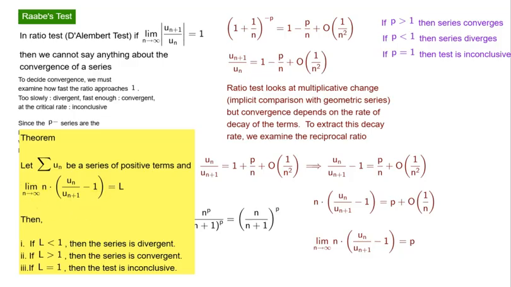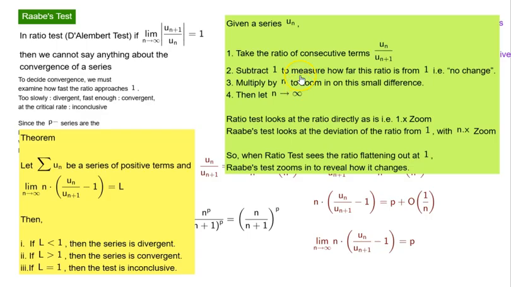But let's see briefly what is actually happening. Given a series u sub n, we take the ratio of consecutive terms, u sub n by u sub n plus 1. We subtract 1 to measure how far this ratio is from 1. If the ratio is 1, remember, it means there is no change in successive terms. So when we subtract 1, we measure how far this ratio is from 1. Then we multiply by n to zoom in on this small difference. And then we let n go to infinity.